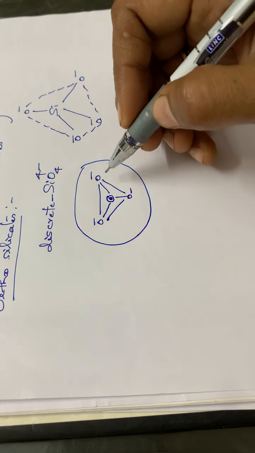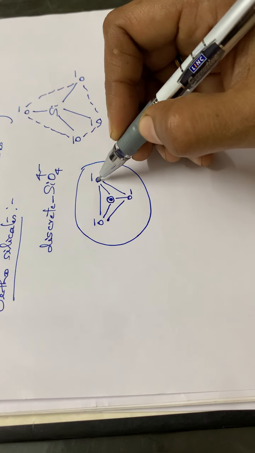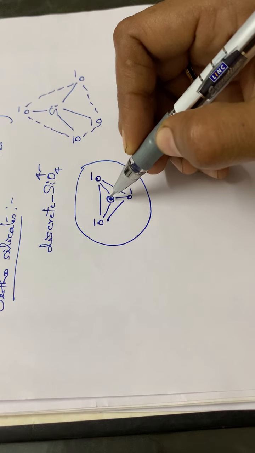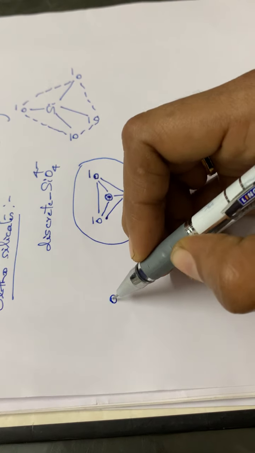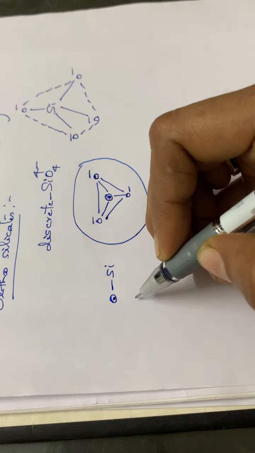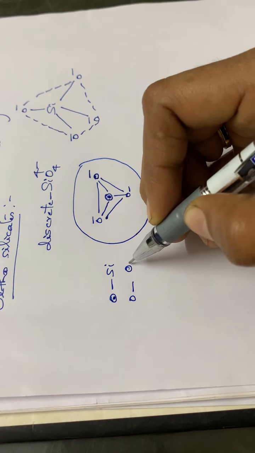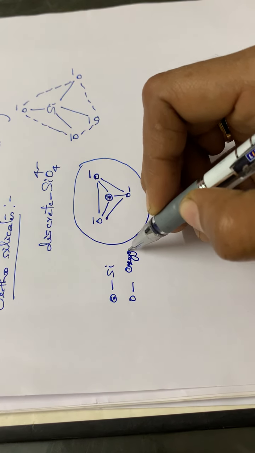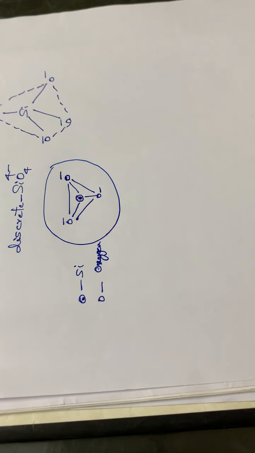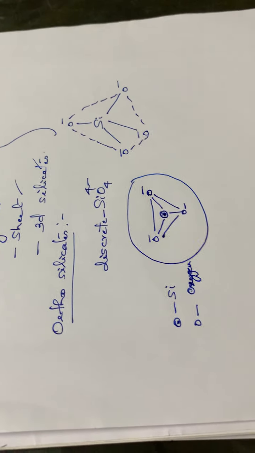Also here, this is oxygen, O minus, and this is the silicon atom. The other one, O, means it is the oxygen atom. So that is the first class, called the orthosilicates.